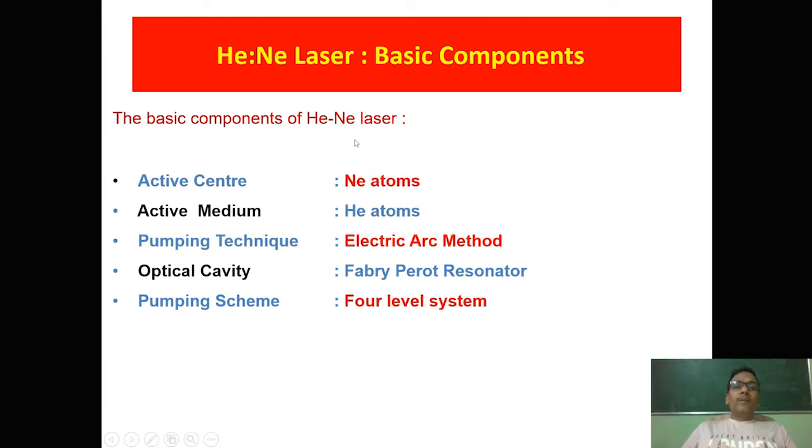The basic components of the helium neon laser: in this laser, neon is used as the active center, and helium atoms are the active medium. For the pumping technique, generally in gaseous lasers, the electric arc method is used. The optical cavity is the Fabry-Perot resonator, usually used in different types of lasers. And the pumping scheme is the 4-level pumping system.